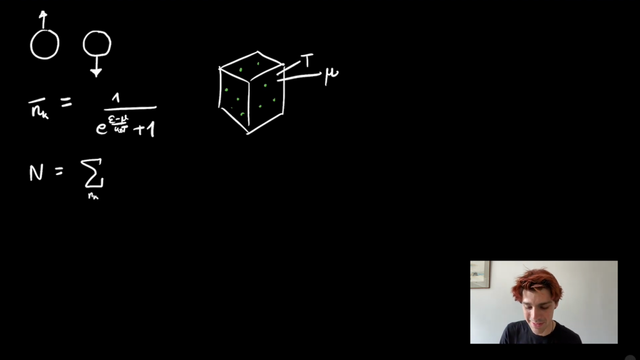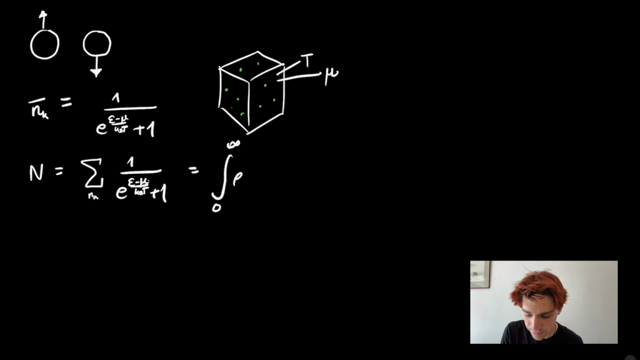I haven't really been notating this very well, but basically when I do a sum like this, I'm normally summing up over all the states. So we're going to go 1 over e to the epsilon minus mu over kBT plus 1. And just like we did for the boson case, we're going to go from a discrete sum to an integral over density of states from 0 to infinity.